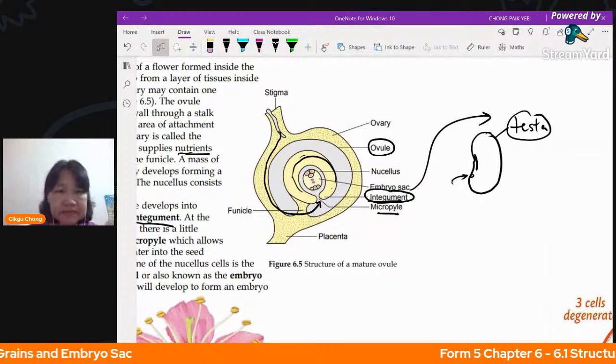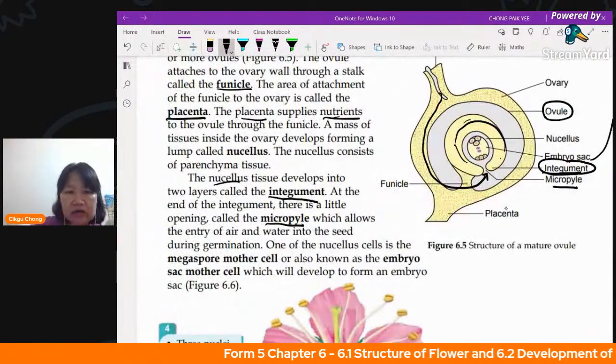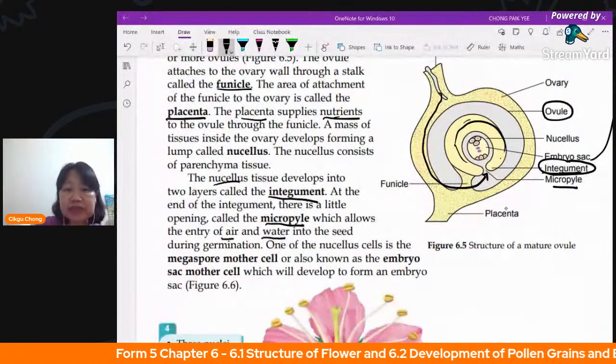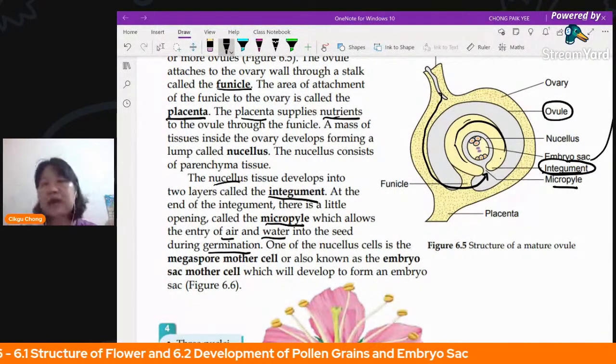So the opening is the micropyle, and it allows air and water into the seed during germination. When it wants to germinate, it has to have water and air inside. That is the little hole that allows them to come in.